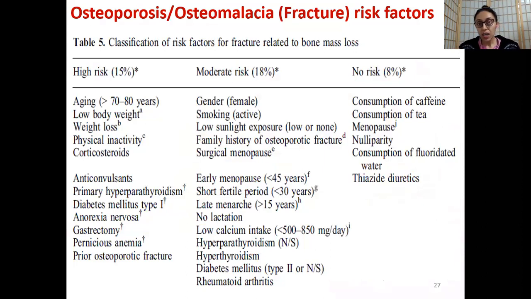All right, guys, this is again just an FYI for you: what are the risk factors for osteoporosis and osteomalacia. This is classifying it based on a review which was published. High risk factors are things such as aging. Moderate are gender, for example female, and smoking. Then no risk, or very minimal risk, could be from caffeine and tannin. No risk should be termed as minimal risk, because 8% is still a risk. It is minimal, but it is still a risk. So yeah, guys, this is just an FYI as to what the risk factors are for osteoporosis and osteomalacia.